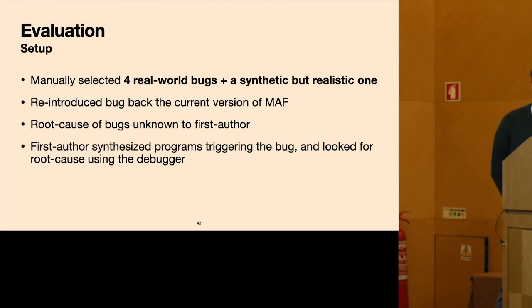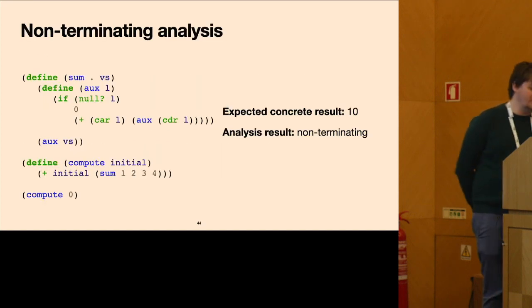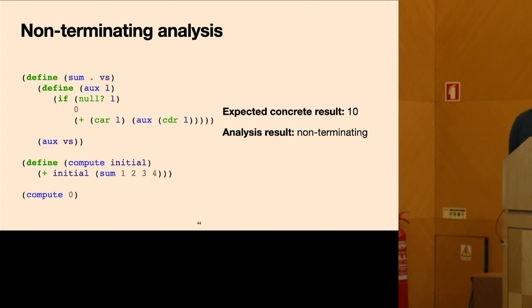And so the goal was then for this validation to see how we can use our debugging infrastructure for finding the root cause of the bug. To give an example here, we had a bug that resulted in an analysis that did not terminate. What the program does is not really important, but it just computes the sum of the numbers that were given to the sum function. And what we would expect if we sum 1, 2, 3, and 4 together is that we would get the value 10. However, our analysis does not terminate.